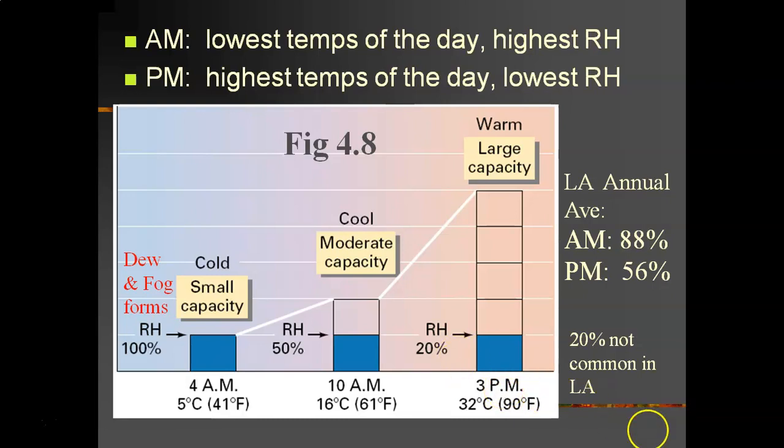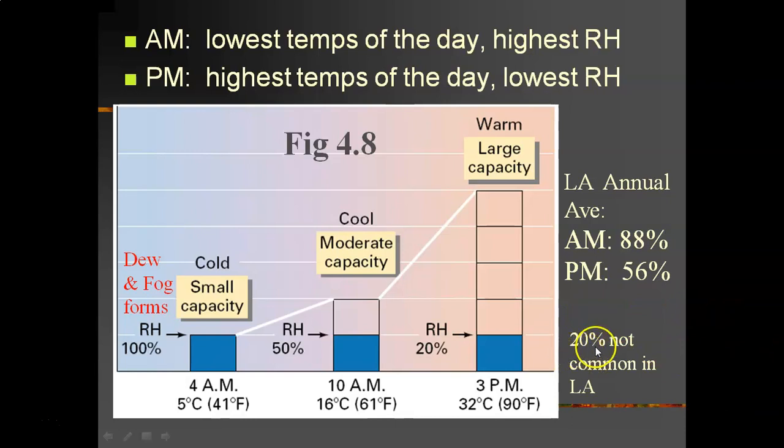Now, in Louisiana, let me just say, 20% is not that common, right? Maybe in wintertime, we might get a really cold, dry Arctic air mass behind a super cold front, and we might get down to 20%.